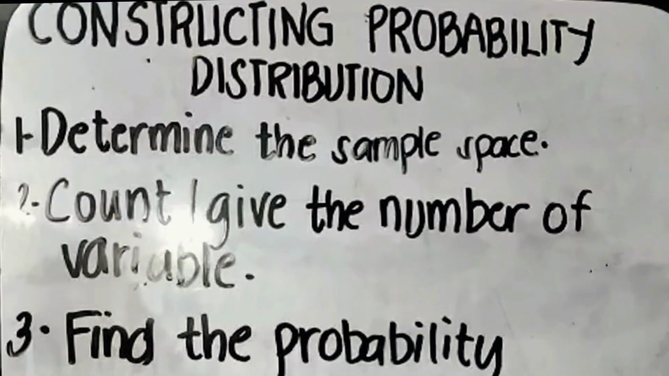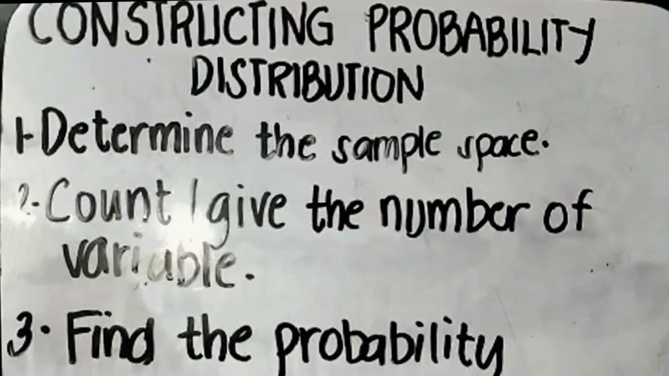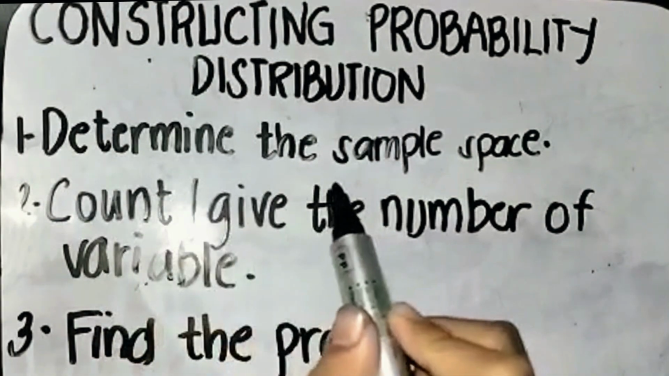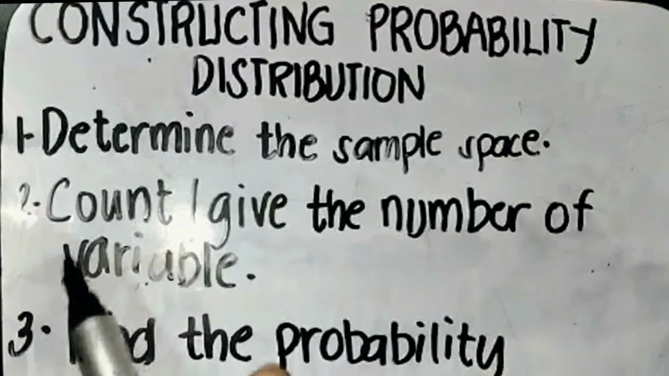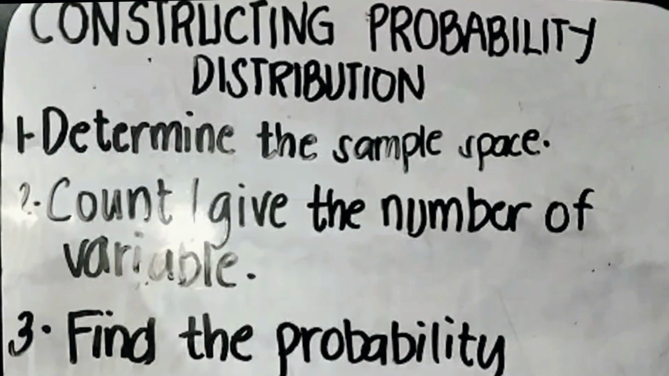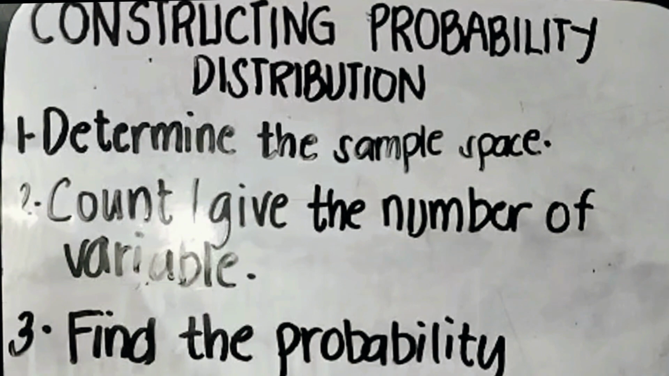These are the steps in constructing the probability distribution. Number 1. Determine the sample space. Number 2. Count, give the number of variance. Number 3. Find the probability.